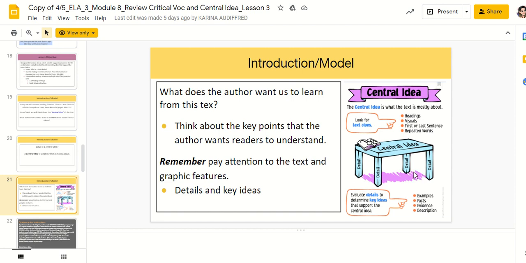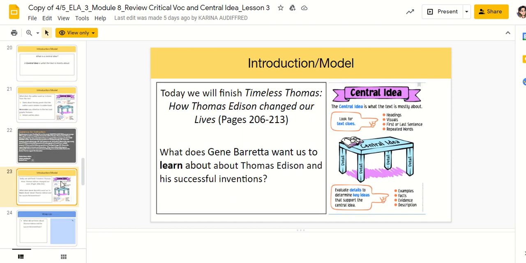And there's a few ways to help us figure out the main idea. We can look at headings. We can look at pictures, we look at the title, we look at the first and the last sentence of the paragraphs, and repeated words or ideas. So that's going to help us figure out the central idea. So we really want to think about, what does Jean Beretta want us to learn about Thomas Edison and his successful inventions?